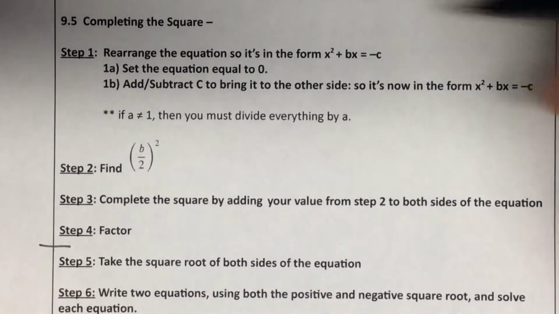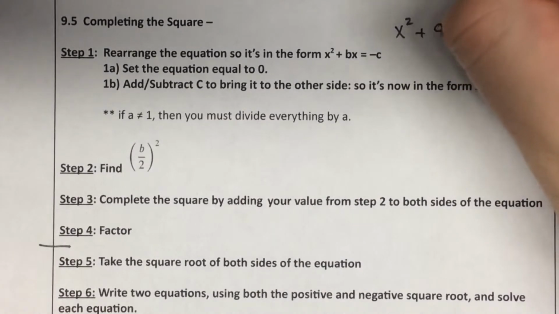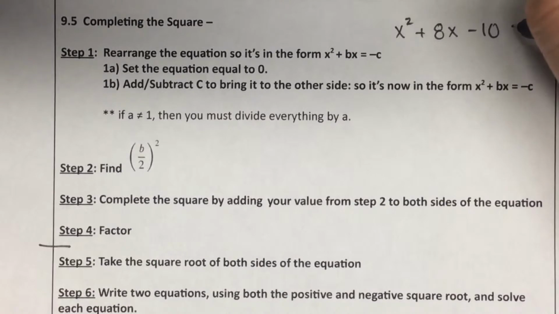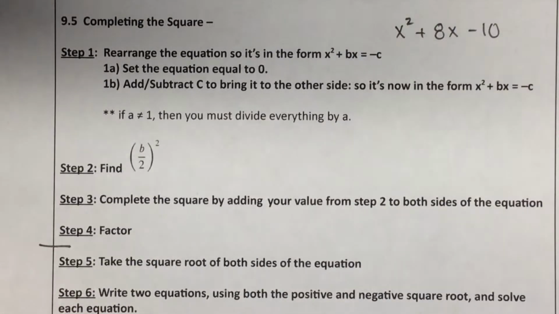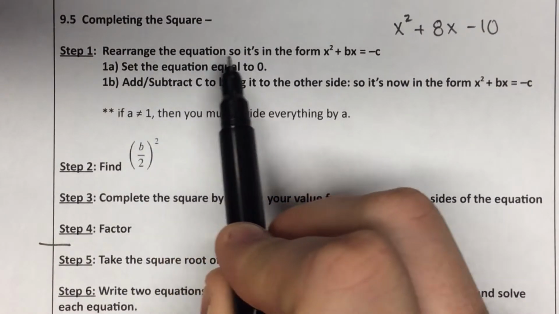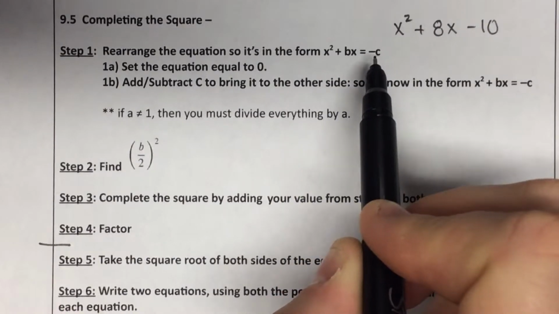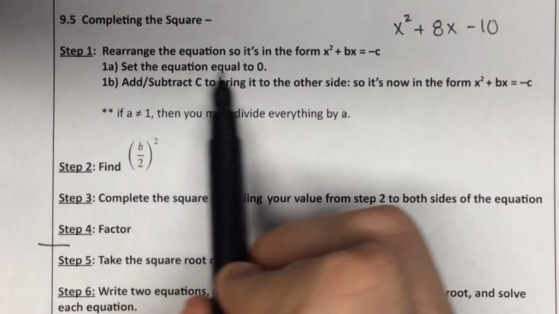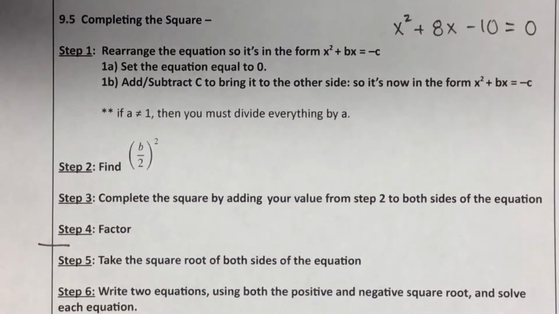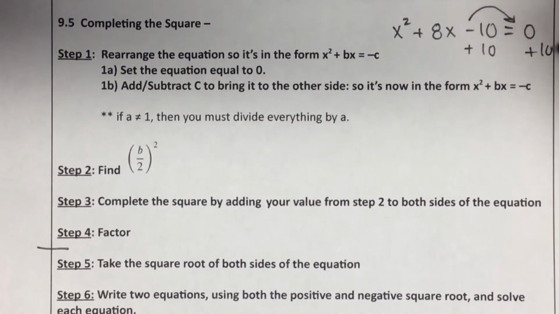So first, let's say we have this function here, x squared plus 8x minus 10, and it asks you to find the solutions. So the first thing that we're going to do today is rearrange the equation so it's in the form of x squared plus bx equals the opposite of c. So how I'm going to do that, set it equal to 0. Then I'm going to add or subtract the c value to the other side by doing the opposite. So plus 10 to both sides.